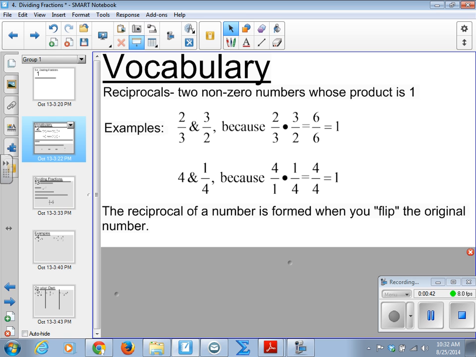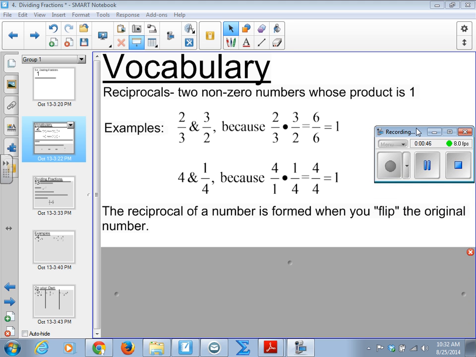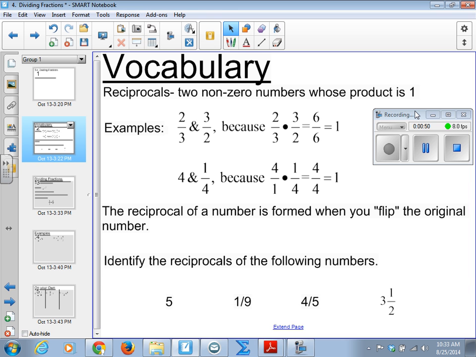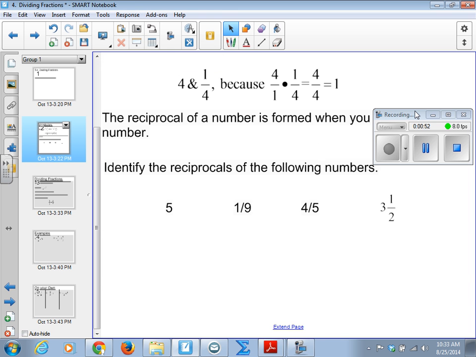In easier terms, the reciprocal of a number is formed when you flip the original number. So let's make sure we know this. We identify the reciprocals in these numbers. Feel free to pause the video and try it yourself while I go right through.